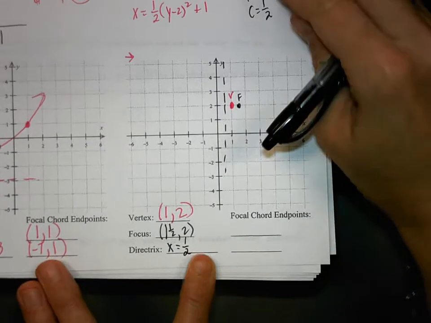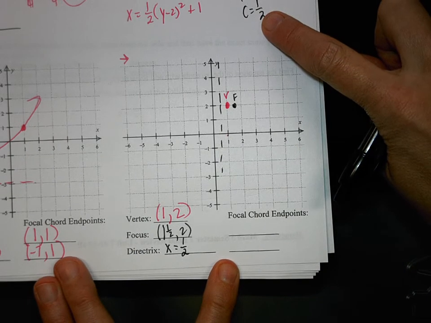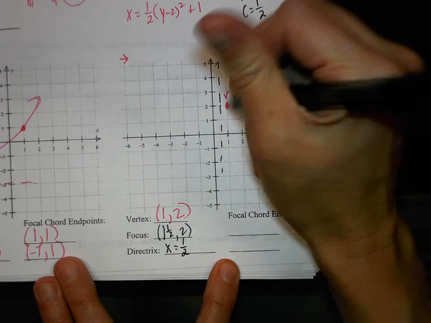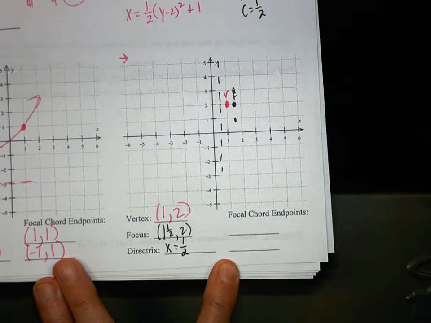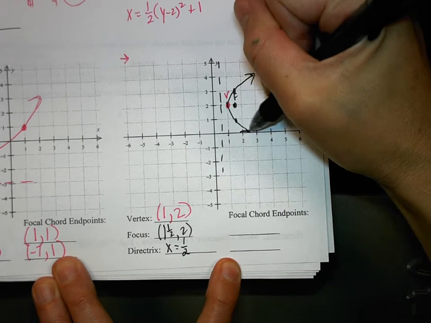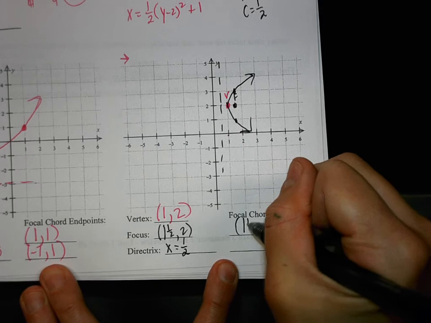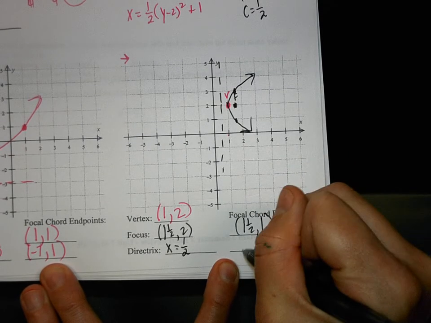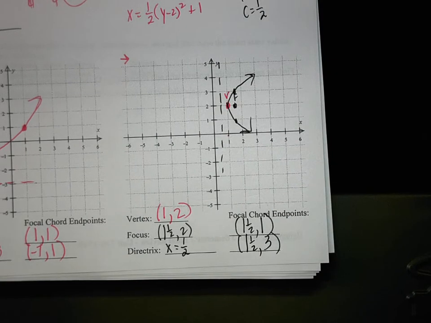And then how do I find our focal chord endpoints? Double 1/2, which would end up making 1. And so from the focus, we go up 1 and down 1. And then we can draw our curve that's going to end up going to the right. And our focal chord endpoints are 1.5, 1, and 1.5, 3. Any questions? Okay.